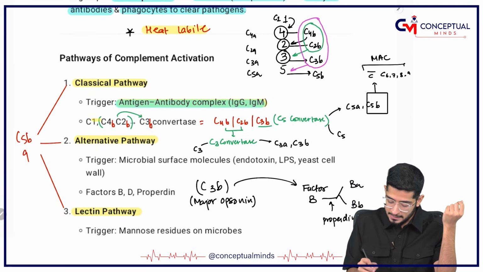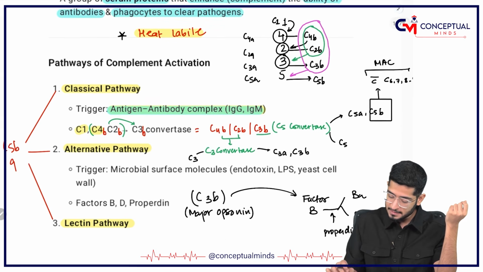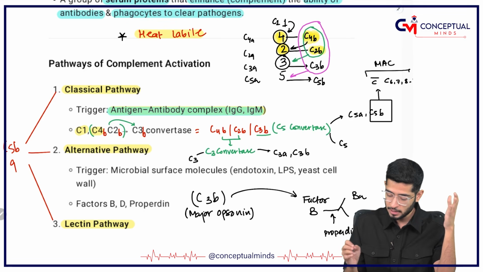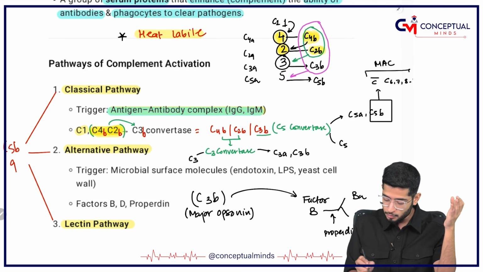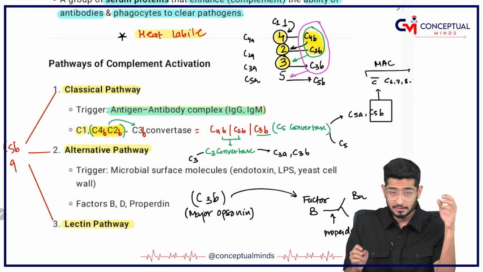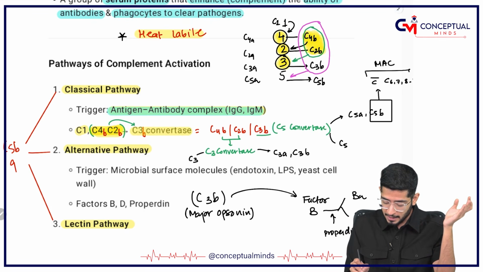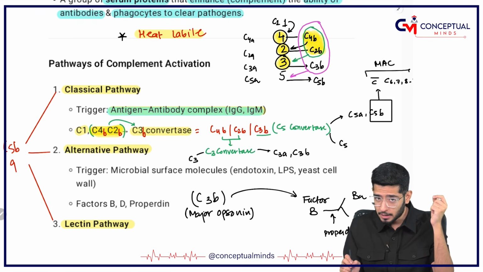I'm revising it for you. C1 is going to stimulate C4, and once C4 is stimulated, it leads to the formation of C4b. Now C4b is going to stimulate C2 and break it down into C2a and C2b. This C4b and C2b combining together, in the green color if you can see, act on C3 and divide it into C3a and C3b. So they are called C3 convertase.